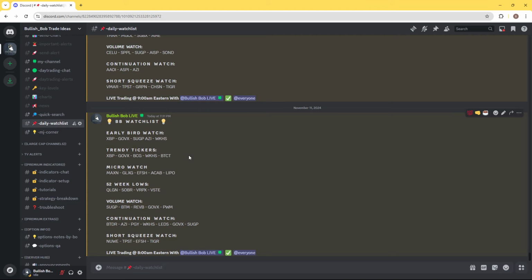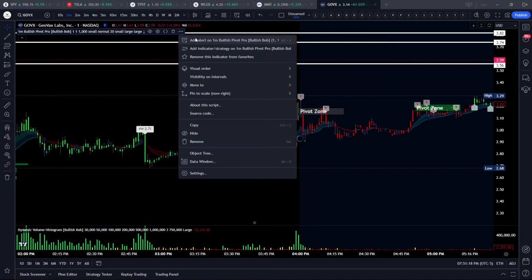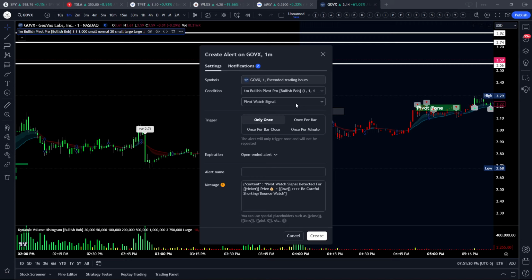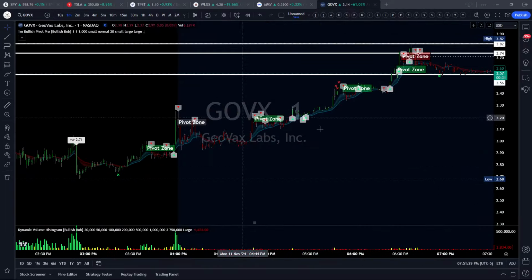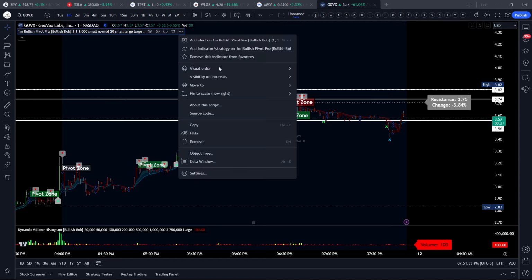You can set alerts easily with our indicator. I think I can show you that as well. If you just come in here and click on this, you can add an alert, and you can set this at once per bar close. So if you want to have it endless, once per bar, hit OK, and there you go. Now I will get alerts on this as soon as we get that 1 minute bullish pivot pro alert.